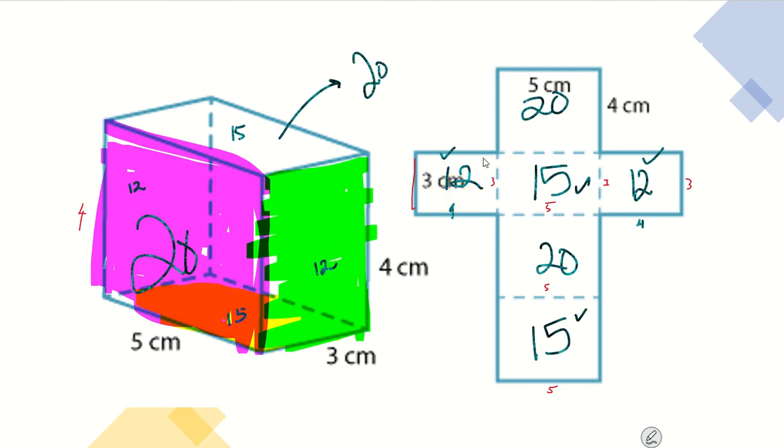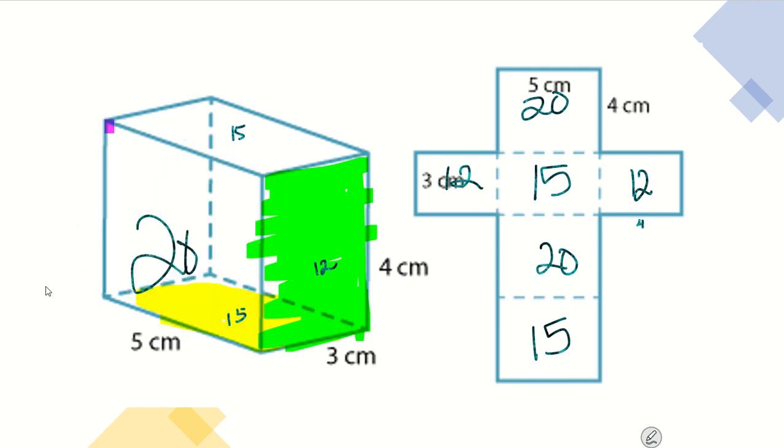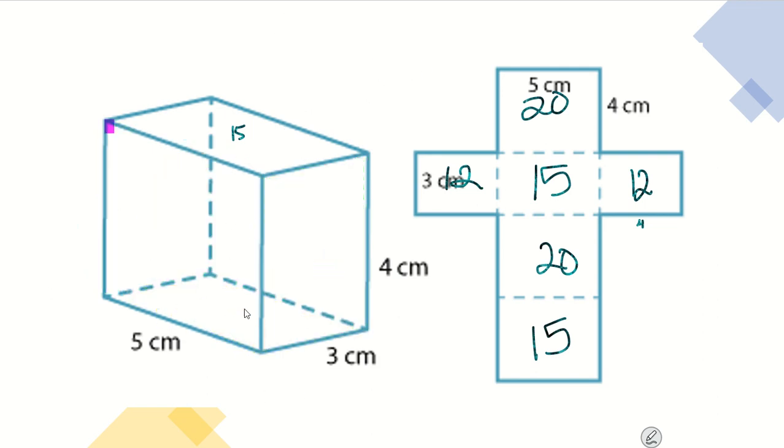I was just trying to clean it up because it wasn't so obvious what is what. Your nets will have more numbers on them than this usually. Okay, and we leave it at this because we found all of the different faces. We found the area of each individual face. We're not going to do anything else as of today.